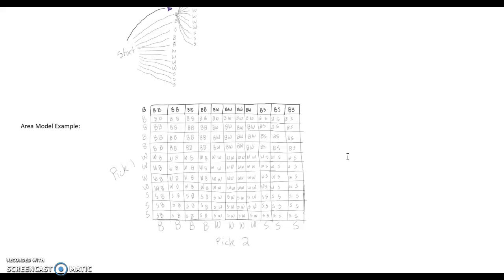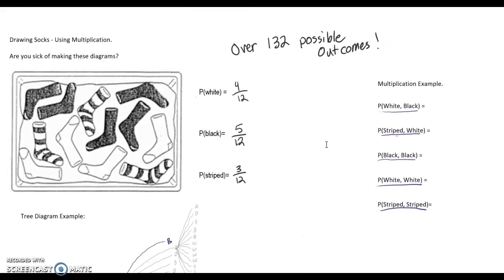This is the area model we would use in order to figure out the probability of choosing a black sock first and then our second pick. Again, this took me a while to create, and that's just not realistic. But if we use multiplication, we can actually figure out these probabilities very easily.